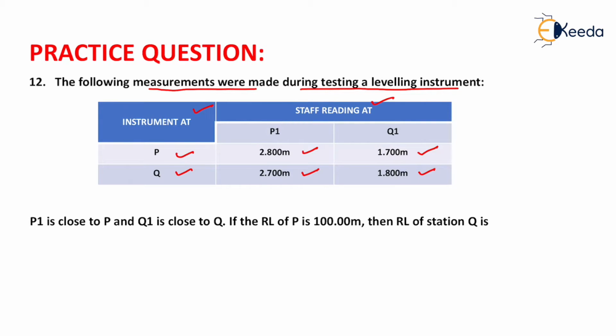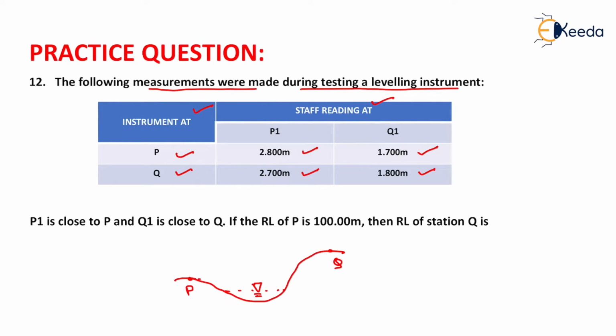Now from the table it is clear that the reading at P1 is greater as compared to Q1. It means that the point P will lie below the point Q. And here is the obstruction, that is water. This point is P and this point is Q.